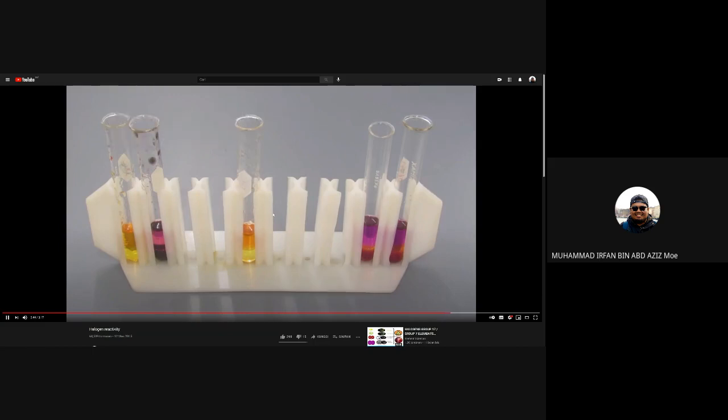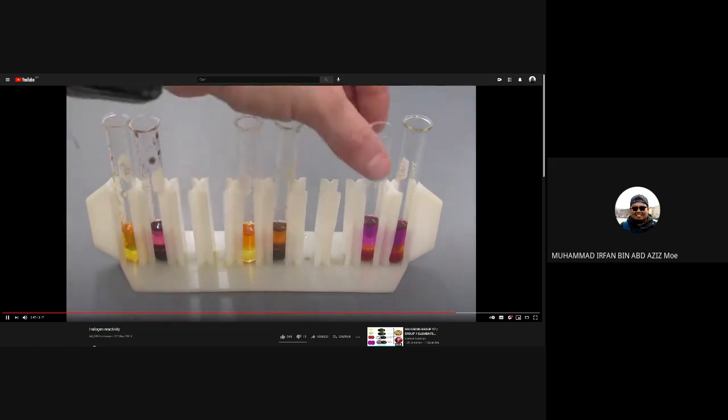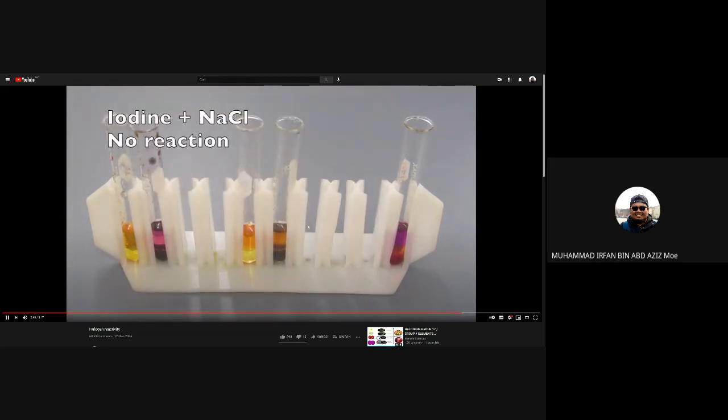In the third tube, we still see bromine on top, so there's no reaction. Fourth tube, iodine and NaCl, what can we see? Iodine starting to form. And then iodine and NaBr, explain why it cannot happen a little bit more.